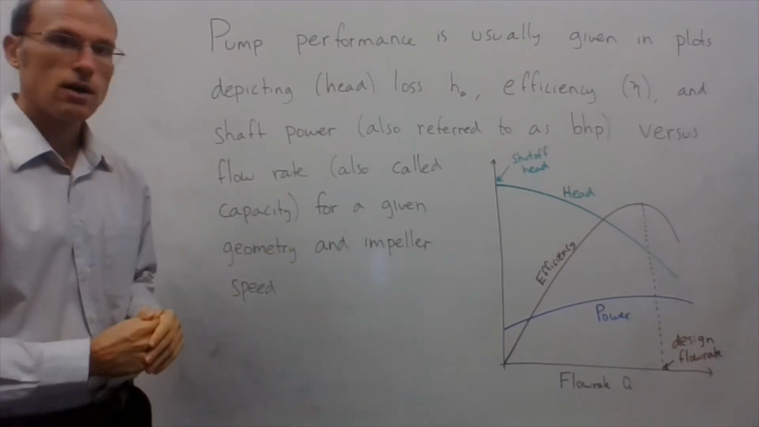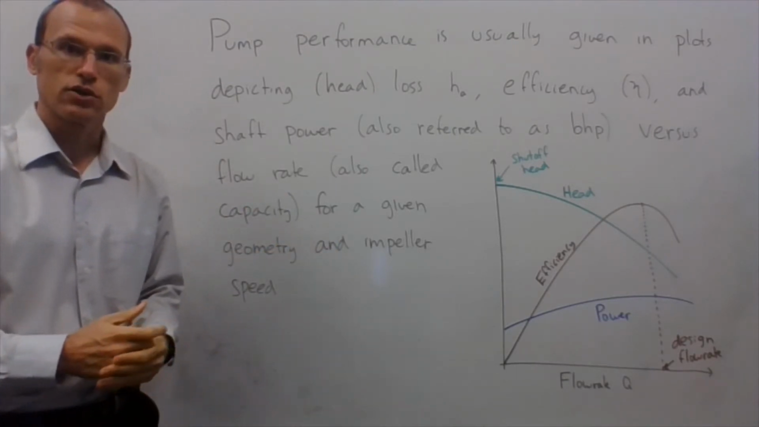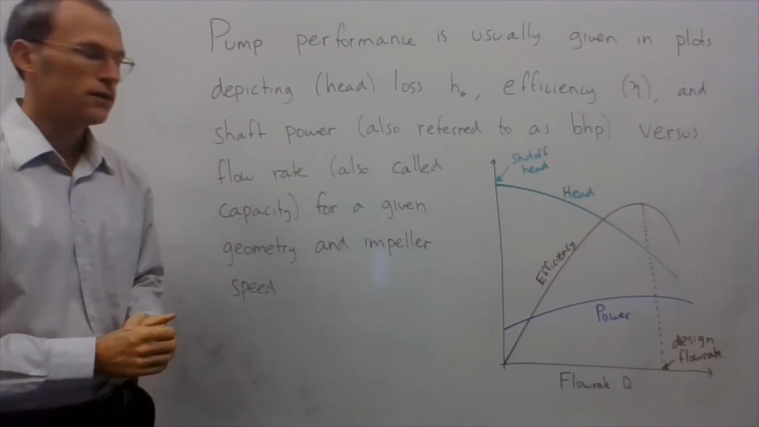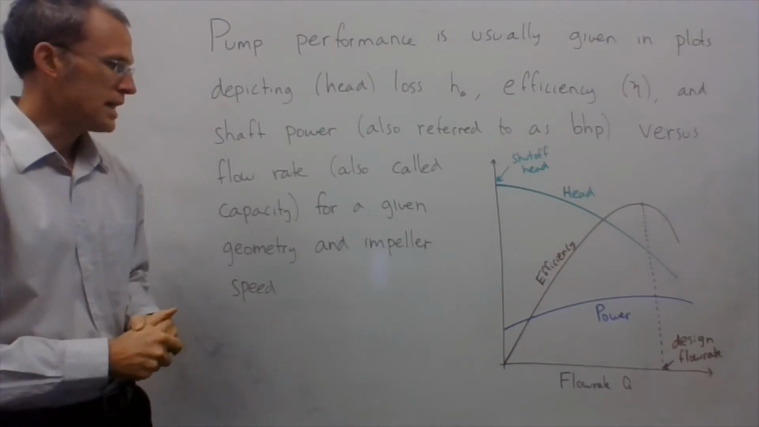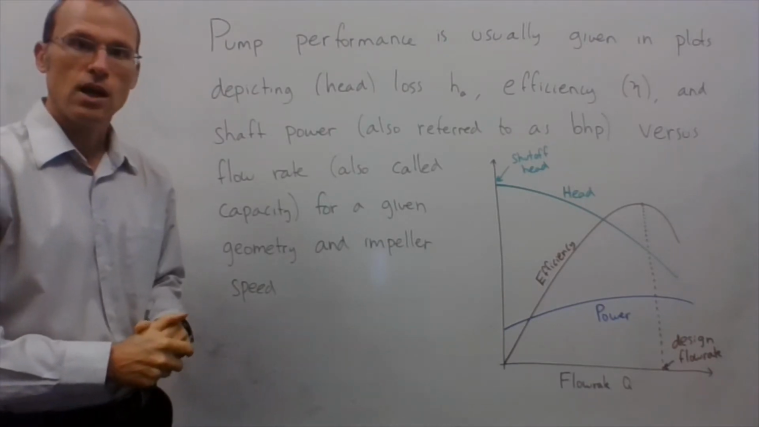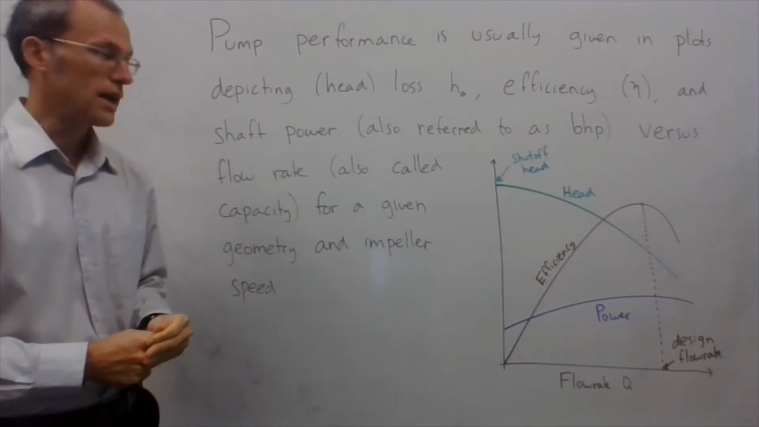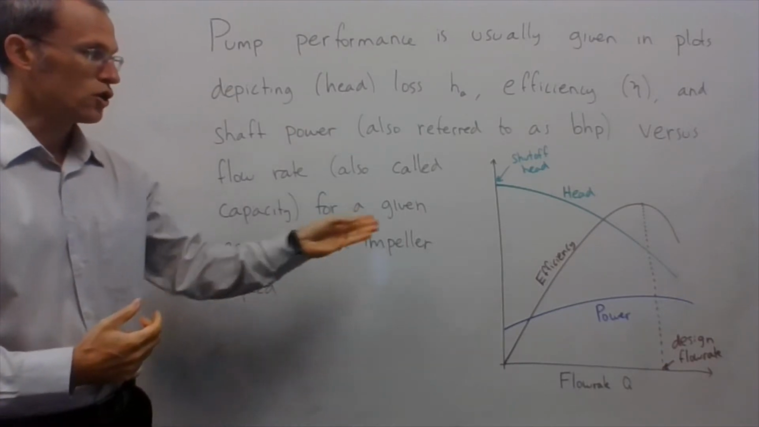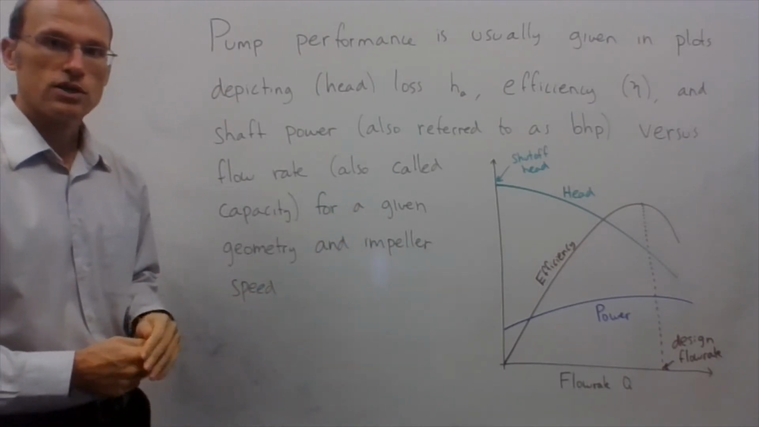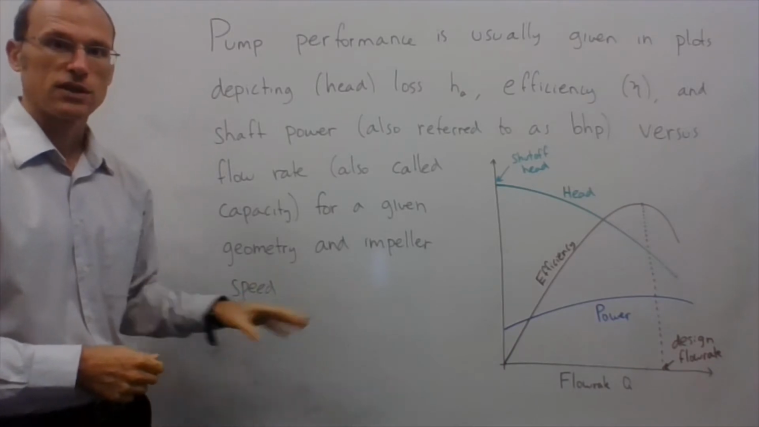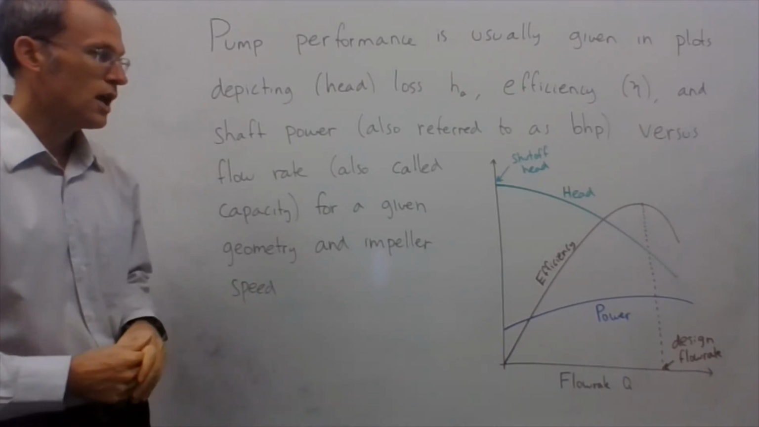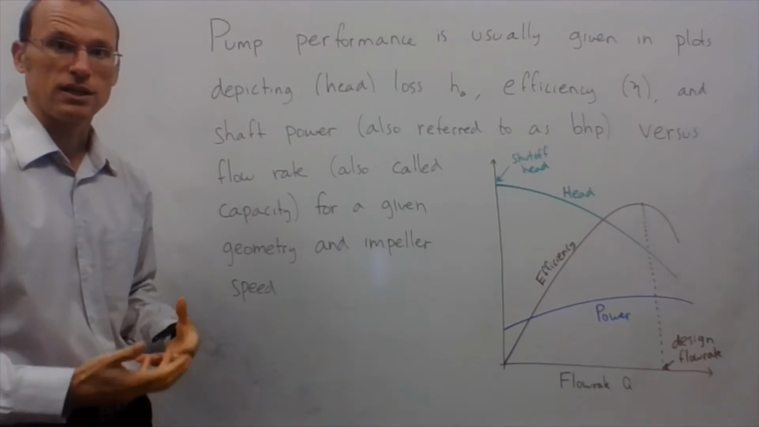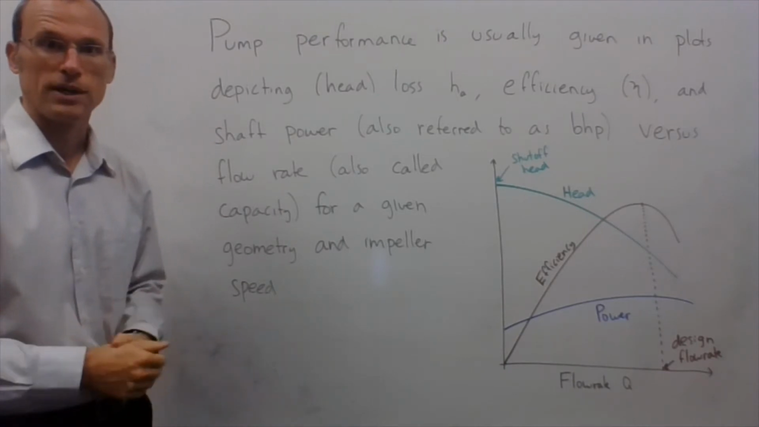These are again for some particular geometry, so some particular diameter of impeller and some particular rotational speed. As you change the diameter or change the rotational speed, you're going to be changing these curves. So these are always for a very specific pump in terms of diameter and a very specific operating speed, rotational speed omega.